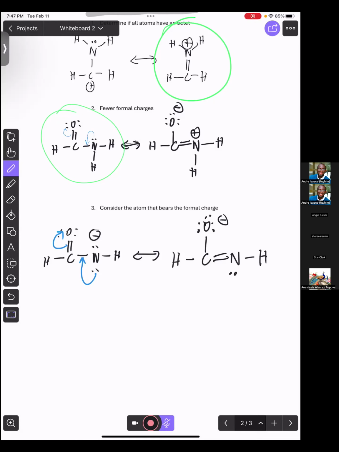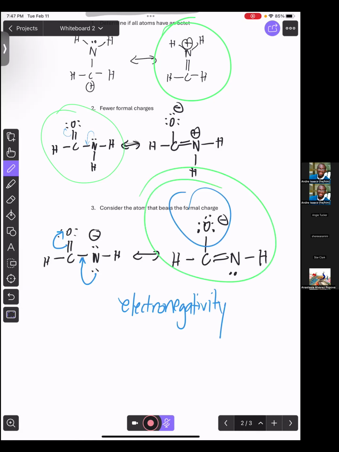And why the oxygen? Because the oxygen is more electronegative. Electronegativity increases from left to right on the periodic table. Oxygen is more to the right. It's more electronegative, which means it can handle the negative charge better. And because of that, let's write that down here. Electronegativity. This is what we're using. The oxygen is more electronegative, and because it can handle that negative charge, we are going to pick the one on the right. And that's how we would do it.